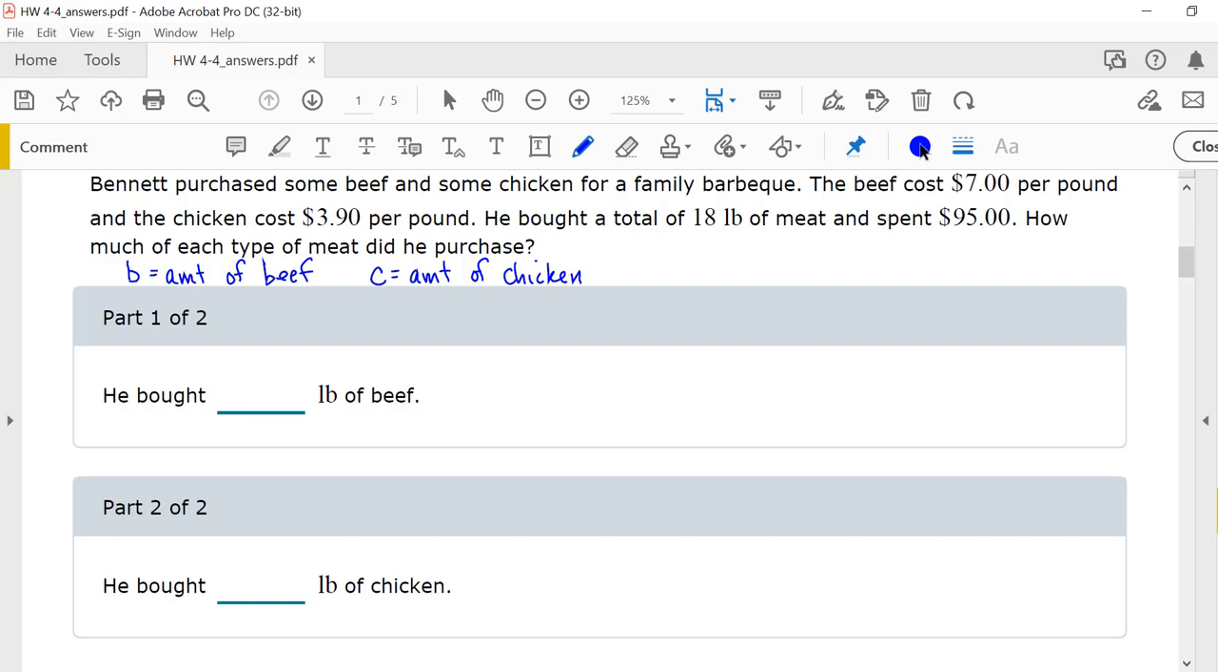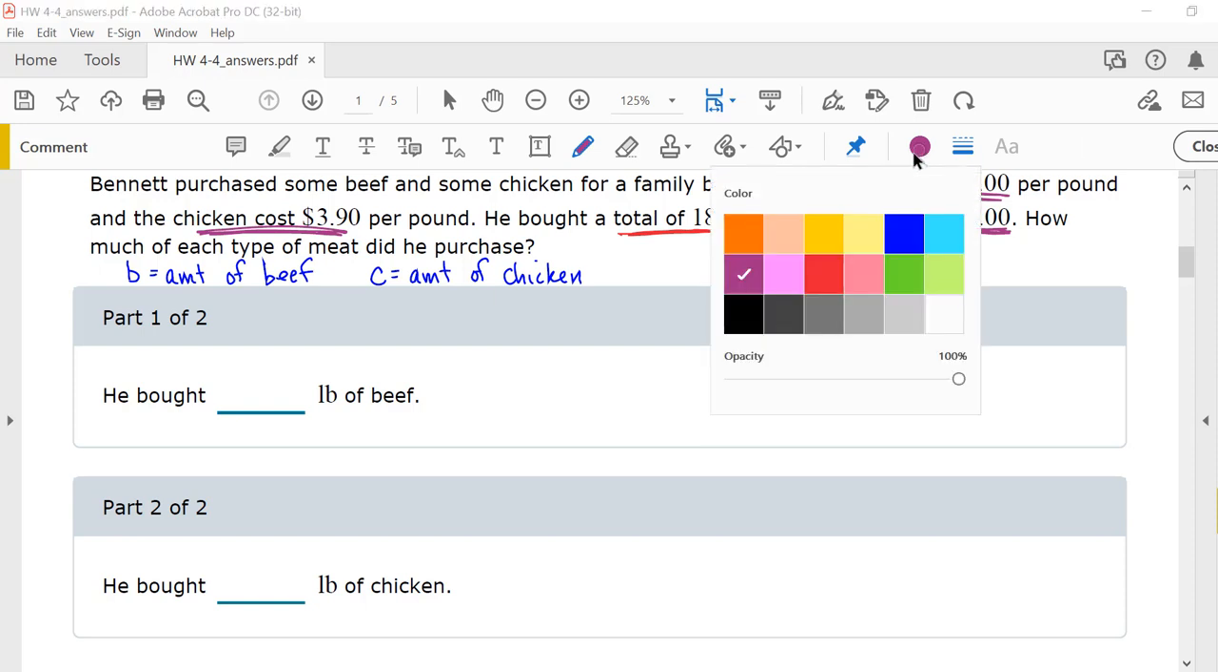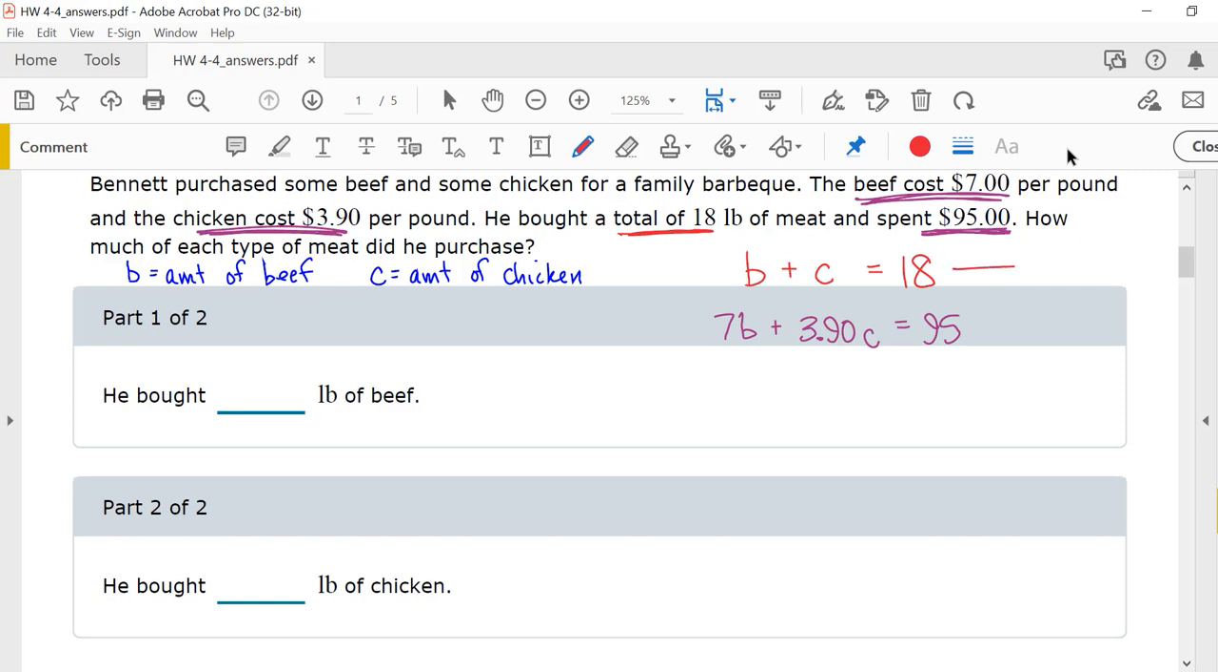Okay, he bought a total of 18 pounds of meat. So our B plus C needs to equal 18 pounds. For our second equation, we know that beef is $7 a pound, chicken is $3.90 per pound, and he spent $95. So 7B plus 3.90C is equal to $95. That's our system. I'm going to solve this system by substitution.